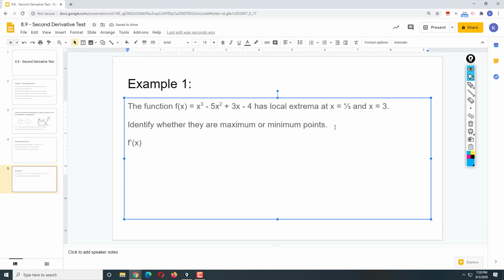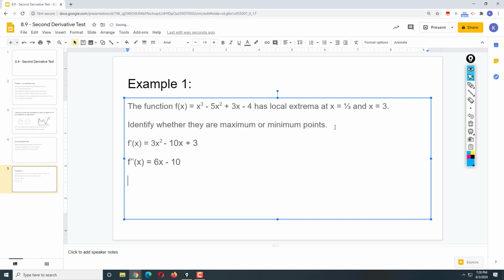So the first derivative will be 3x squared minus 10x plus 3. And in fact, if you solve this equation, 3x squared minus 10x plus 3 equals 0, you will find x equals 1/3 and x equals 3. So the second derivative would be 6x minus 10.